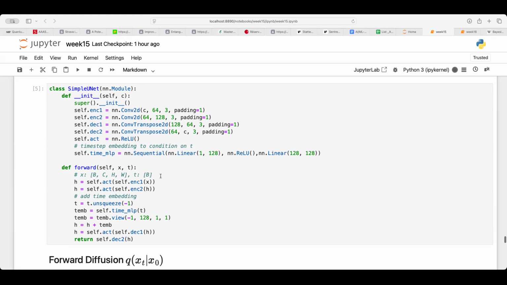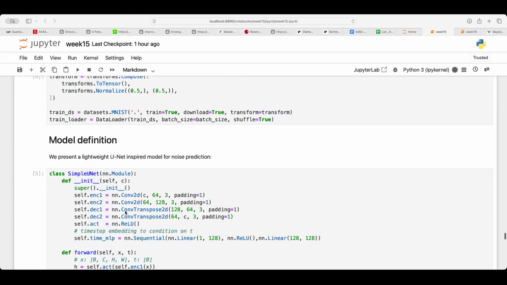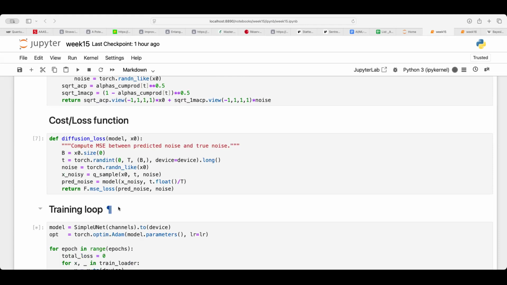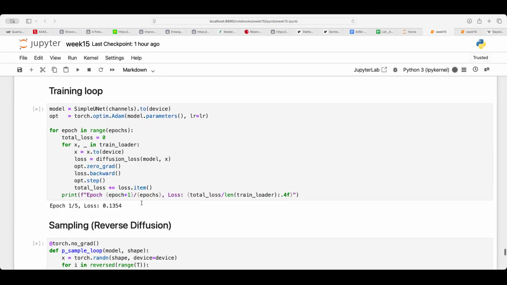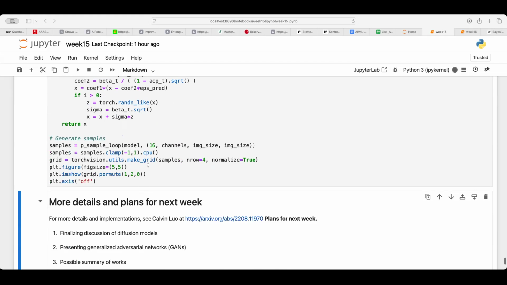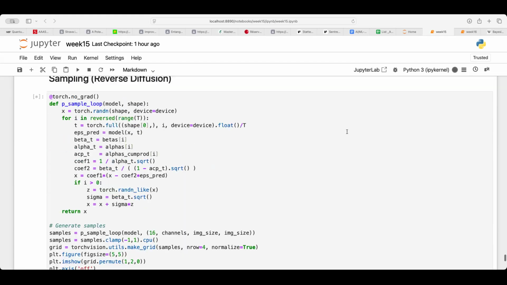And then there is a forward diffusion part, which corresponds to the equation which we had there. There's a cost loss function, and then you have the training loop here. And then there's the reverse part, which again follows the equations here. And then finally, you would generate images here. I'm not going to run it because it takes quite some time. You can see I actually started it before the lecture, and it's still busy here. So it's still running. Many of these models take a lot of time to train.